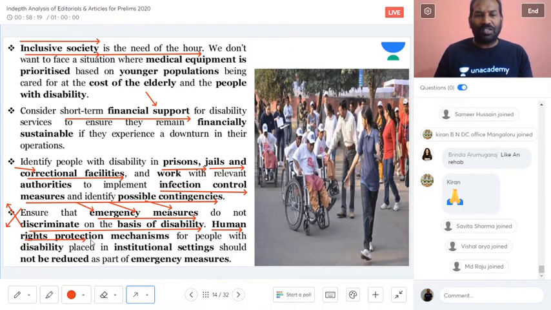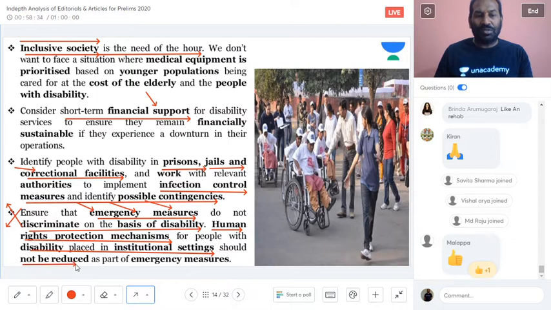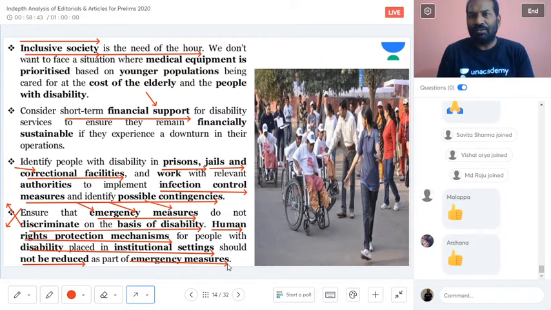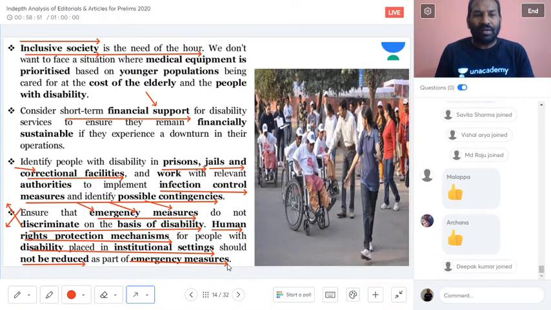And the human rights protection mechanism for people with disability placed in institutional settings, that is, I'm talking about the United Nations Convention. You have one, I will talk about it. It should not be reduced. That means it has to be taken into consideration as part of the emergency measure. So the emergency measure is that we should not discriminate on the basis of disabilities. So when we are not discriminating on the basis of disability, that means human rights protection is actually in place.